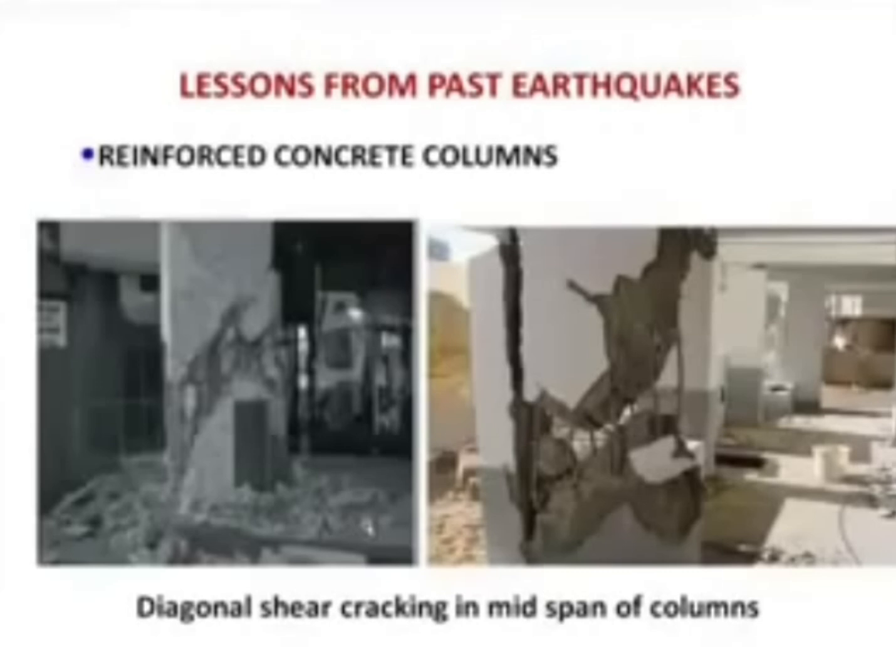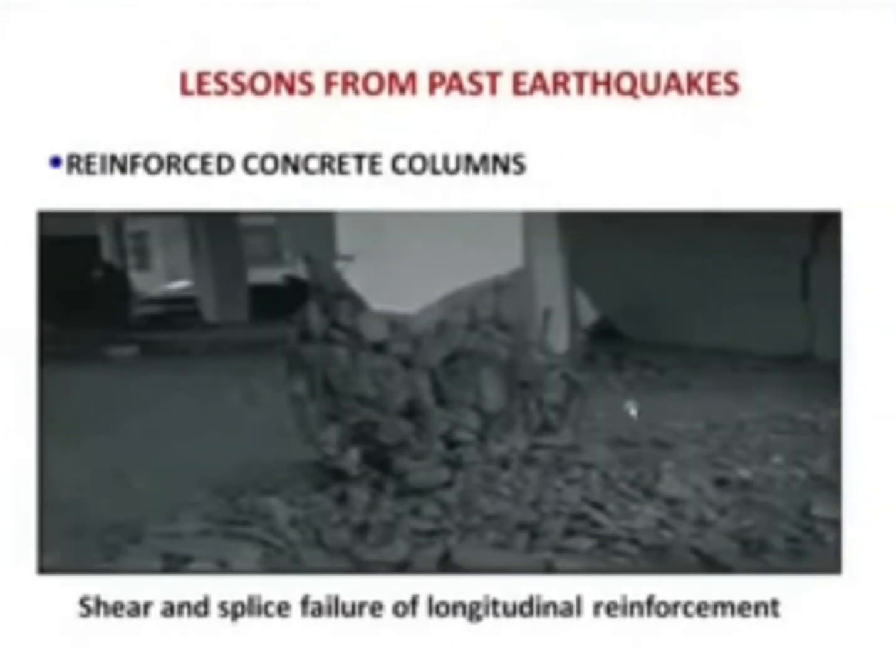You see, this is another one, that diagonal shear cracking in the midspan of the column, but it's a different type. It is different. Here you just see, both cracked, both are collapsed. Can't use this column again as it is. But this is also a kind of diagonal shear cracking. This is, you see, the shear and splice failure of longitudinal reinforcement.